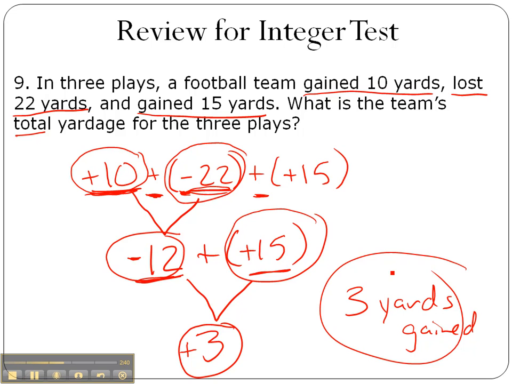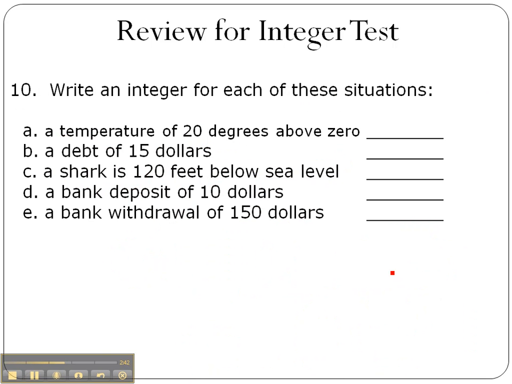Okay, moving on to problem 10. Write an integer for each of these situations. Situation A, a temperature of 20 degrees above 0. Above 0 would be positive, so positive 20. A debt of $15. Debt is owing money. We did problems like this in class, so a debt would be a negative 15.